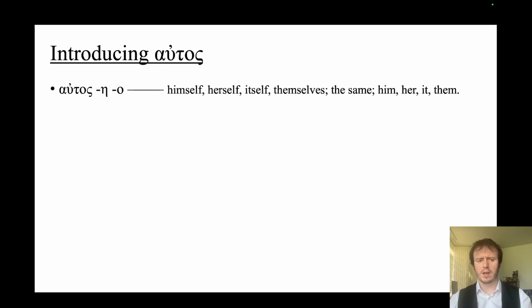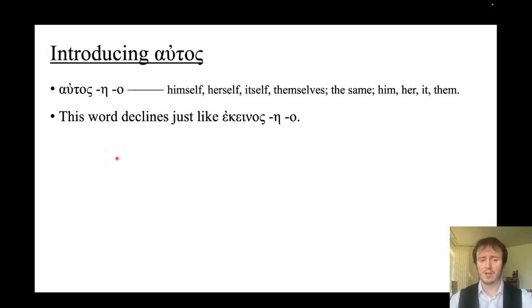Now, you can see I've put three forms here. I've put αὐτος, ο. You might recognise that that looks the same as εκείνος, ο, one of the two words that we learned about in the last lesson. And I'm pleased to tell you that αὐτος declines just like εκείνος, ο. So if you know how εκείνος changes its endings, then you know how the word αὐτος changes its endings.